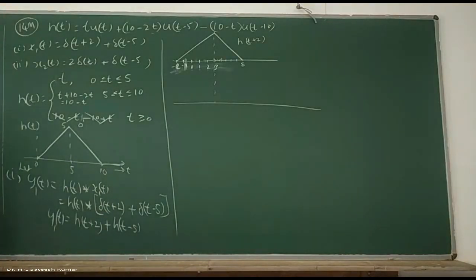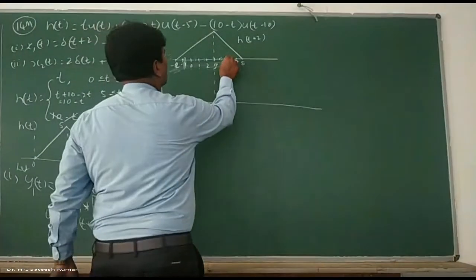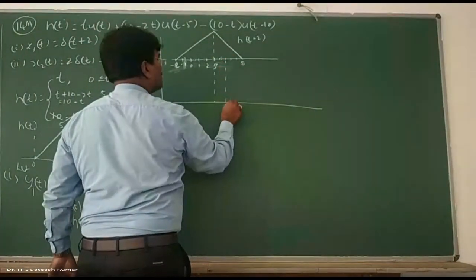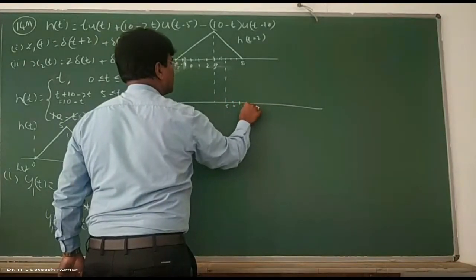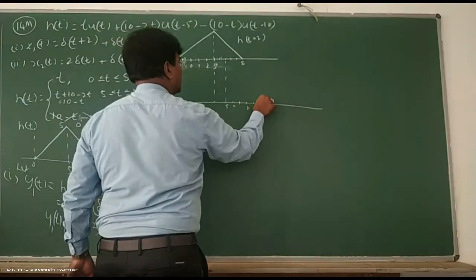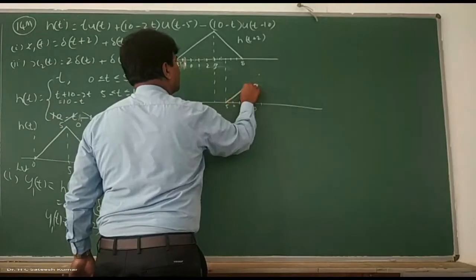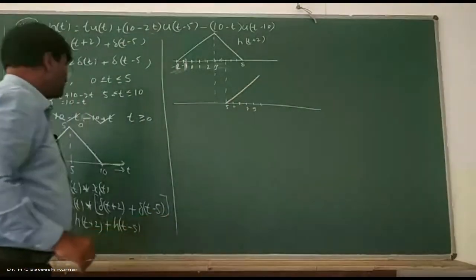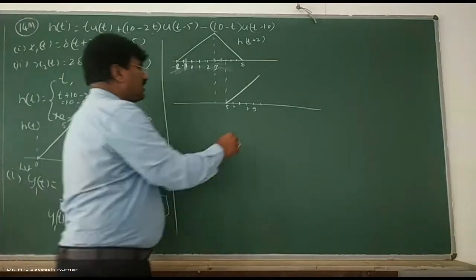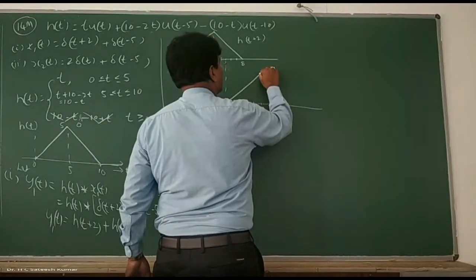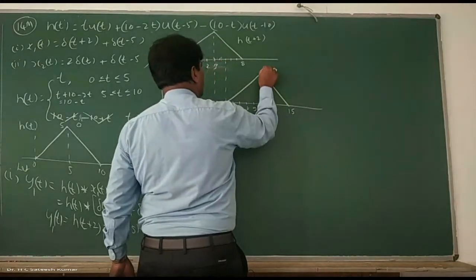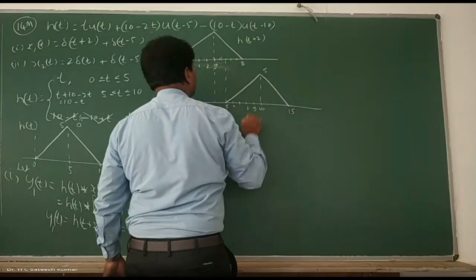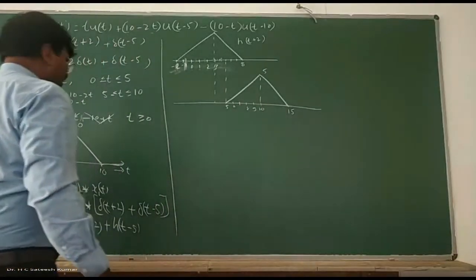H of t minus 5 means it starts from 5. 4, 5 here. 5, 6, 7, 8, 9, 10. At 10 you will get the peak. Once again, h of t minus 5 is shifted, peak at 10 and up to 15. Up to 15, its value is equal to 5. Add these two, you will get the answer. That's it.